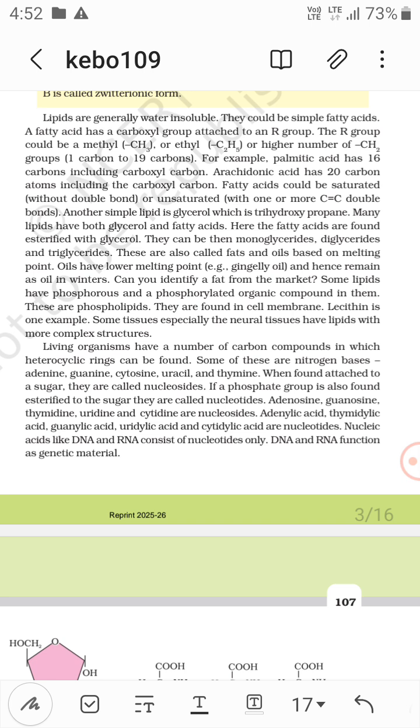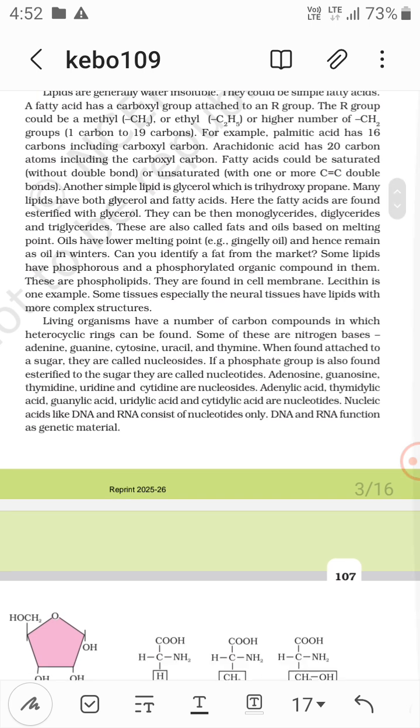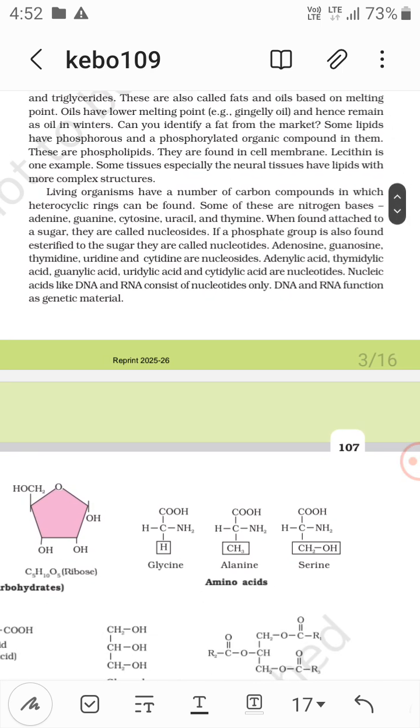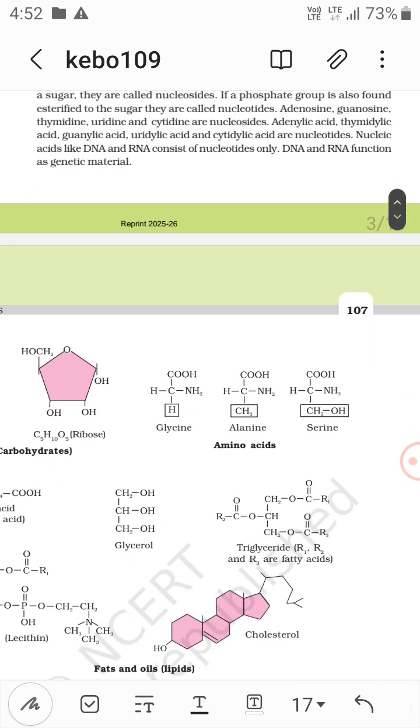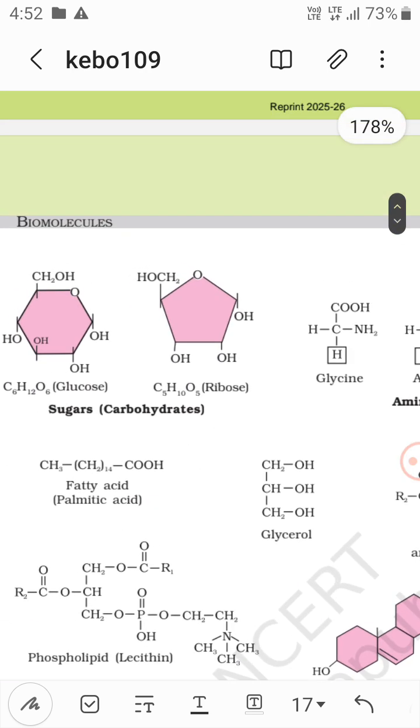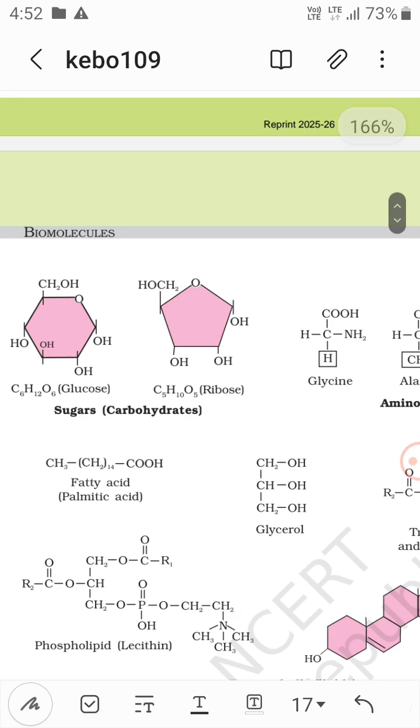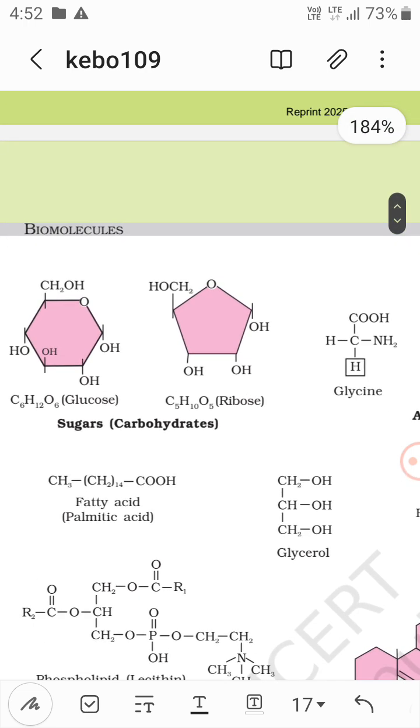Now nucleic acids like DNA and RNA consist of only nucleotides, right? So both DNA and RNA work as genetic material. C5H10O5, this is ribose, and C6H12O6, this is glucose. Remember the diagram: OH, OH, OH down in ribose, and then CH2OH, and OH at the third position. OH is on the top in glucose, and then OH is down at the fourth position, and CH2OH.